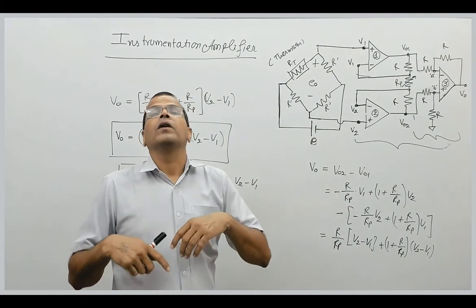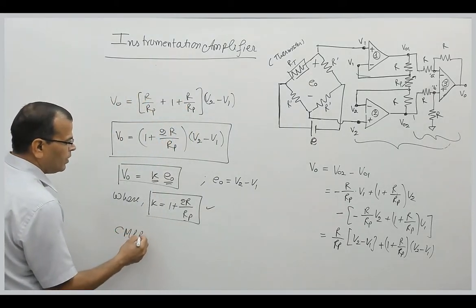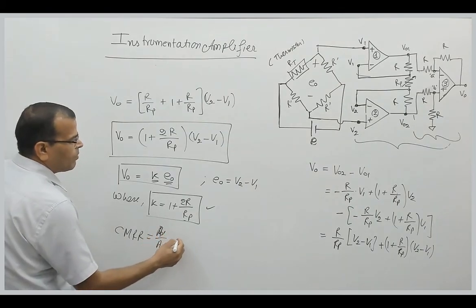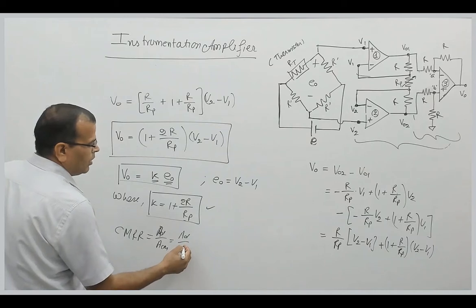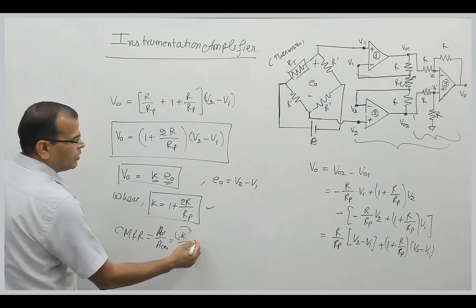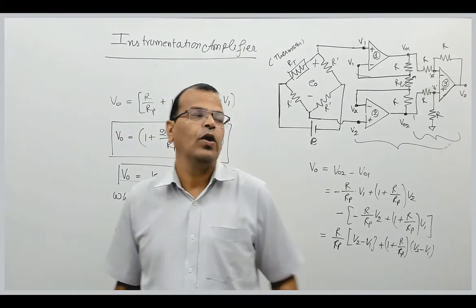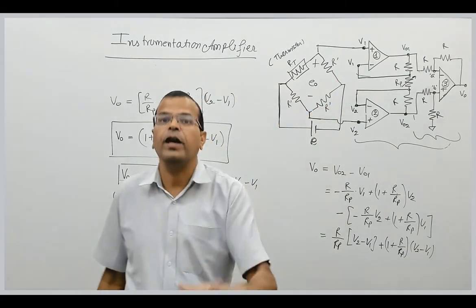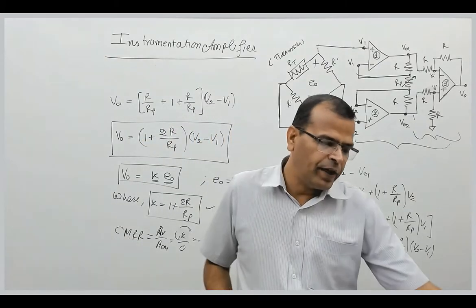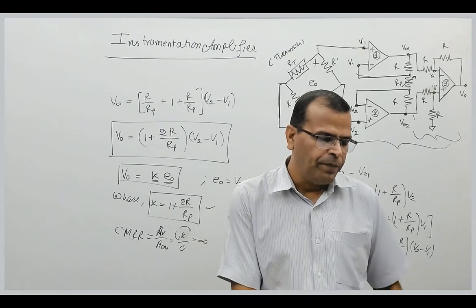CMRR, common mode rejection ratio, is nothing but differential gain by common mode gain. Common mode gain in this case is what? 0, and differential mode gain is nothing but K here, that is K. So this is infinite. So the common mode rejection ratio of this circuit is very high. Common mode rejection ratio of instrumentation amplifier is very high. That is one of the biggest advantages of instrumentation amplifier.